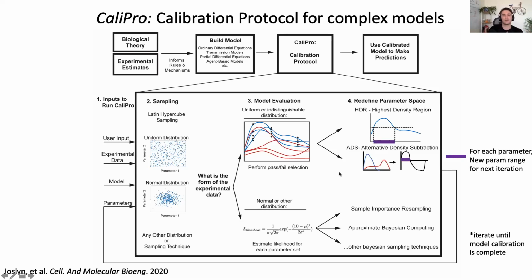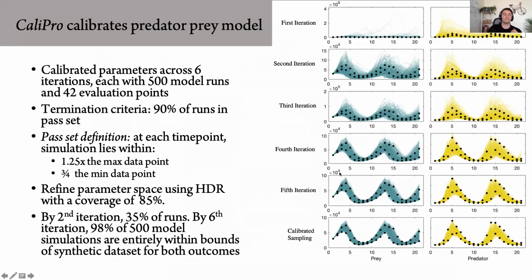So that's the broad strokes of what CaliPro does, and we did get into some of the nitty gritty on how it redefines parameter space, but let's see if it actually works. So we took our predator-prey model and the synthetic data set that I had created when I talked about pulling from multiple locations in Canada, and we tried to calibrate our model to that experimental data set. And we can see across 6 iterations, starting with pretty wide initial parameter ranges, we were able to calibrate the model to the experimental data at hand.